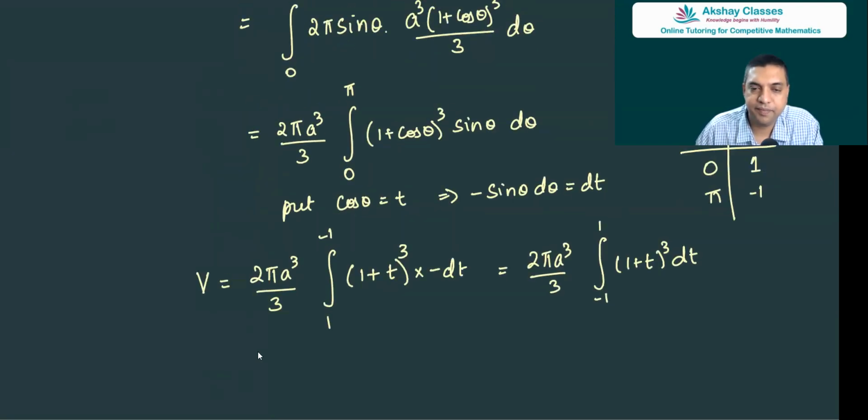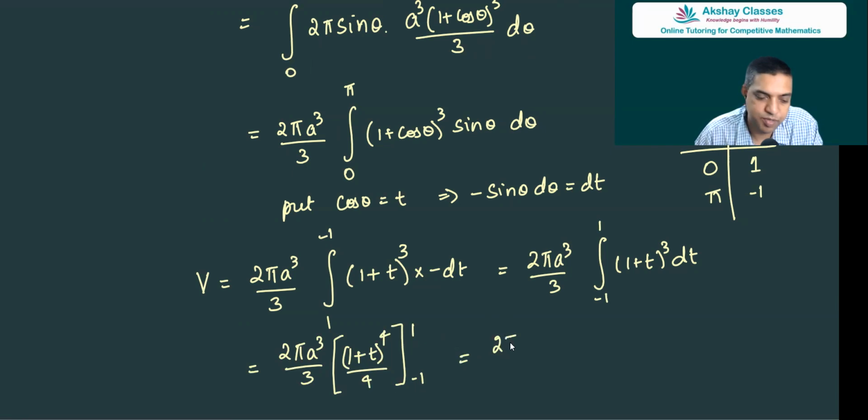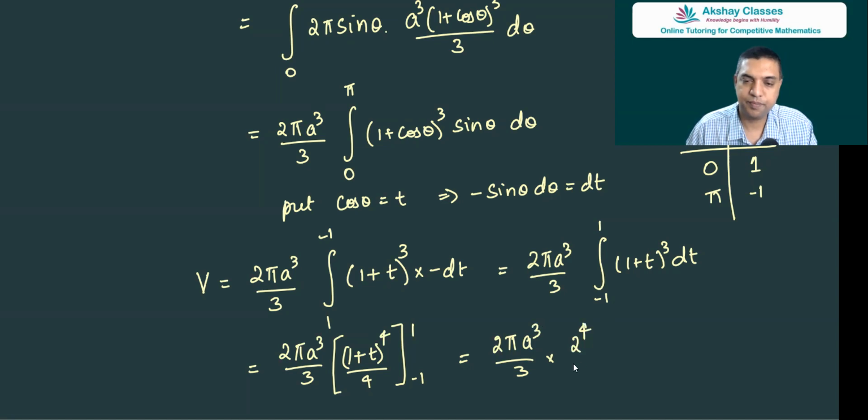And now when you integrate, you get 2 pi a cubed upon 3 times (1 plus t) to the power 4 upon 4, from minus 1 to 1. This will be 2 pi a cubed by 3 into (2 to the power 4 minus 0) by 4. So 16 by 4 is 4, 4 twos are 8. So 8 pi a cubed upon 3. This is the volume.